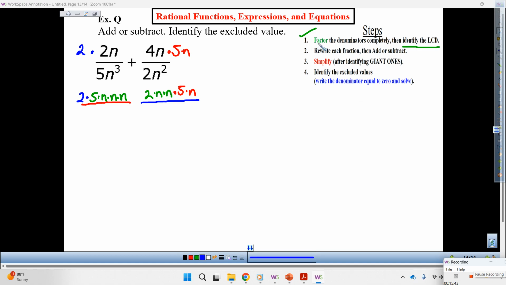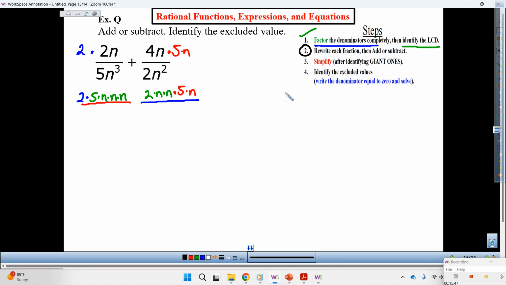All right, so step 1 is done. We factored the denominators. Yes, Mr. Q, right here. And then we identified the LCD. The LCD, now they look the same. That means we have a common denominator. All right, next, I'm going to step 2. Writing utensils down, look up to the screen. Y'all ready? Here it goes.